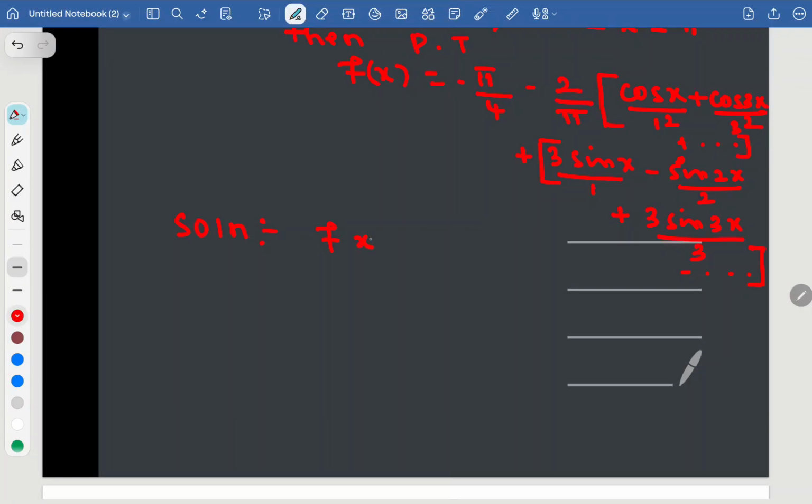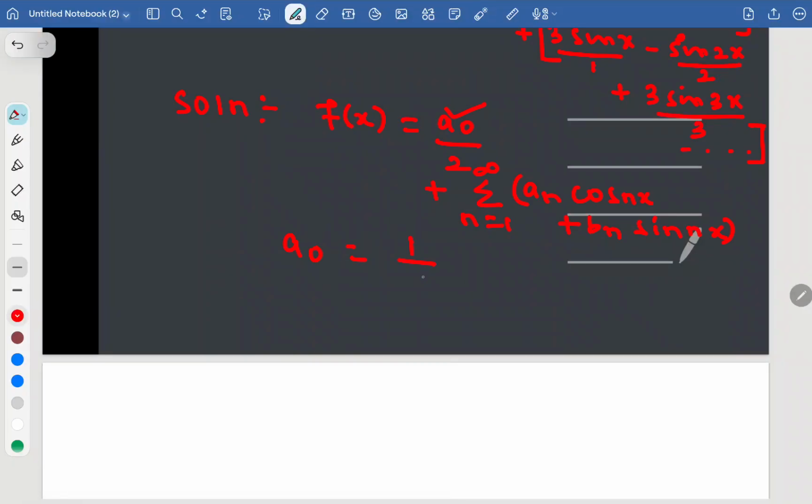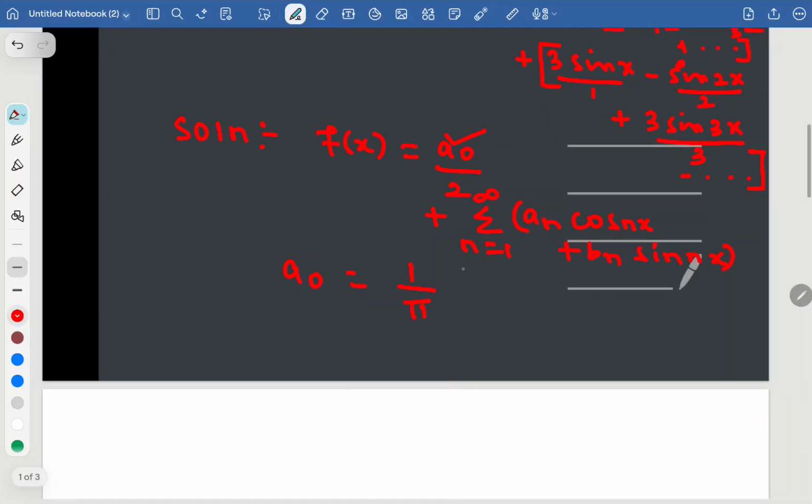First write the Fourier series formula, that is f(x) equals a naught by 2 plus summation n equal to 1 to infinity of a n cos nx plus b n sin nx. First find a naught. A naught is 1 by pi integral from minus pi to plus pi of f(x) dx.